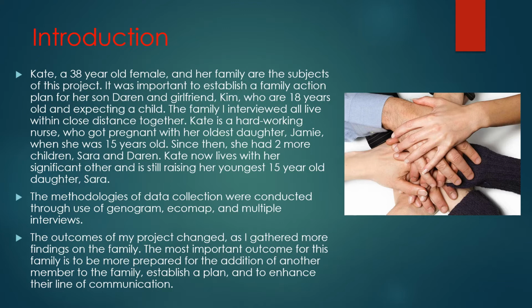Kate is a hardworking nurse who was pregnant with her oldest daughter when she was 15 years old. Since then, she had two more children, Sarah and Darren. Kate now lives with her significant other and is still raising her youngest, 15-year-old daughter, Sarah. The methodologies of data collection were conducted through use of genogram, EcoMap, and multiple interviews.